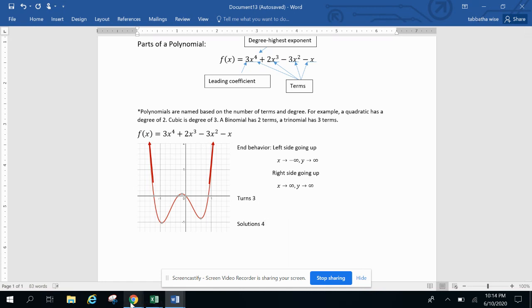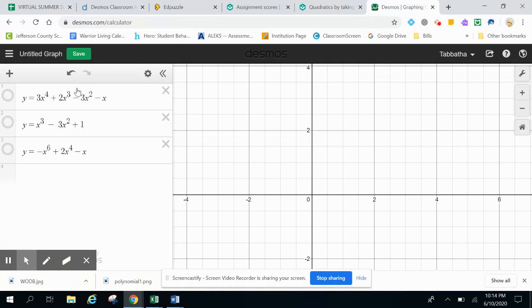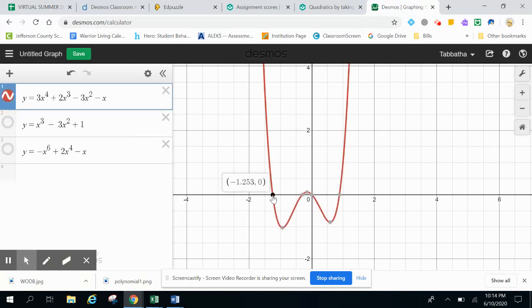So if we're looking at a better graph, we can actually point out exactly where those solutions are. So negative 1.2, negative 0.3, 0, and 0.89. Those are the 4 solutions. So there are other ways to find solutions for polynomials, but the more solutions there are, the harder they are to find. So we're just going to stick with a graph right now.